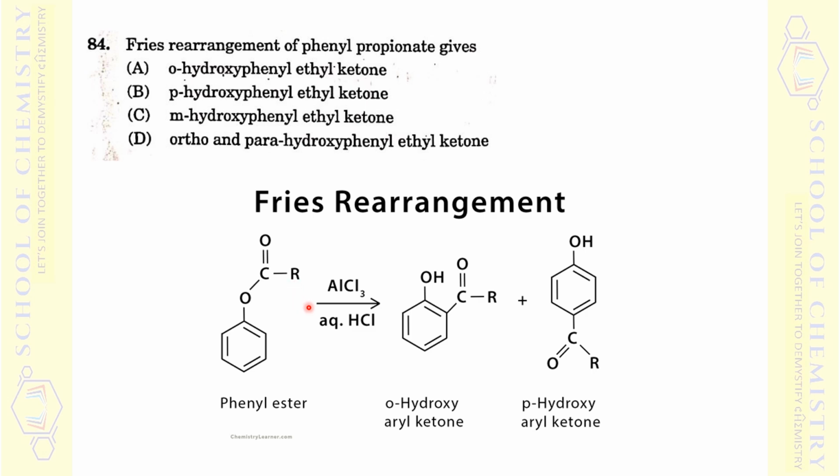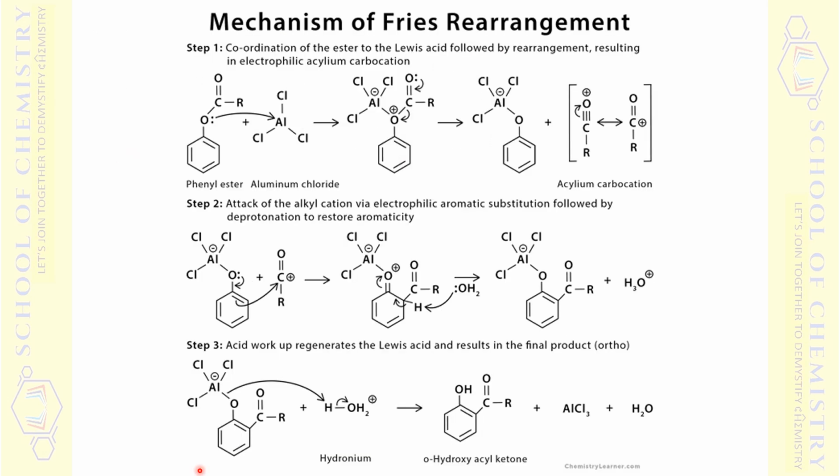And now when it is treated with a Lewis acid in acidic medium like HCl, what we can get is either the ortho product or the para product. Both are possible. Why both are possible, we can understand from the mechanism. Let's not go into the details of the mechanism, I'll just give you the mechanism. The correct answer for this is option D, right? The mechanism is shown here.